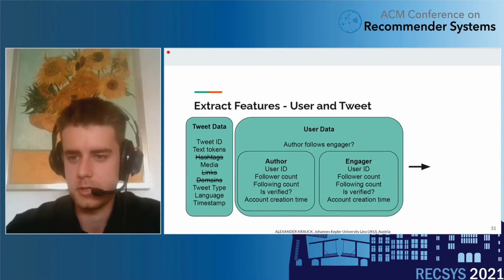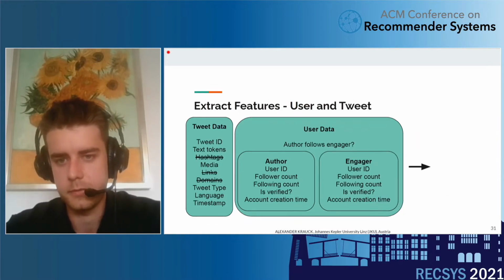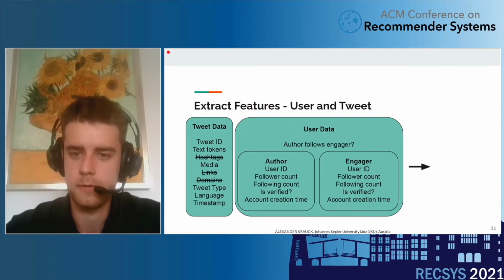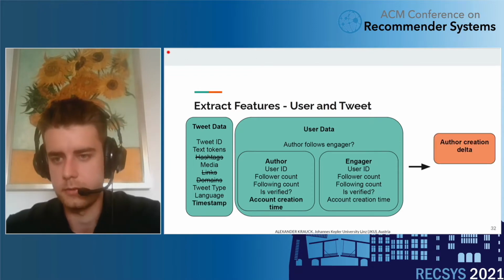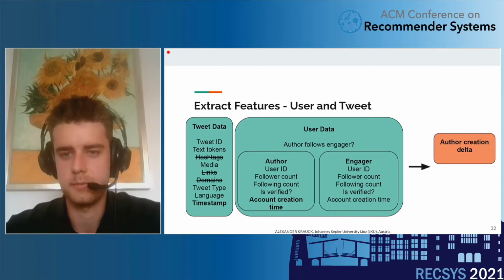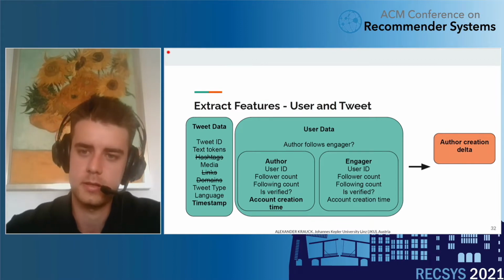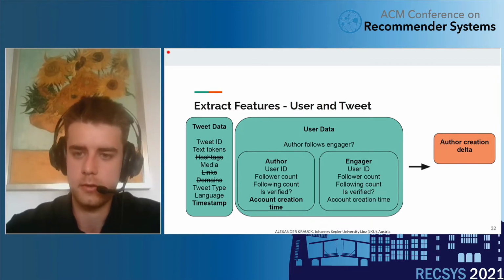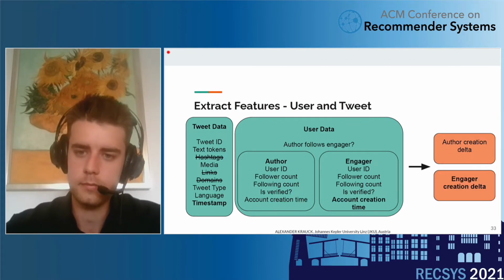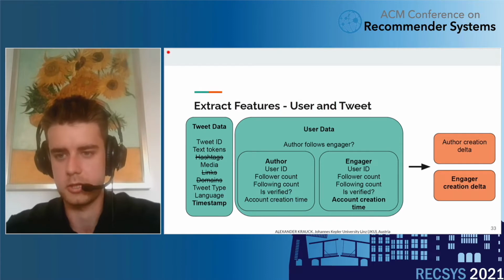The next type of features that could be extracted considered information from the tweet data and the user data both. So the first feature was the difference between the timestamp when the tweet was posted and the time when the author created his or her account. The same thing we did for the engager.